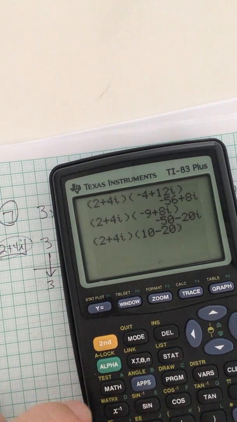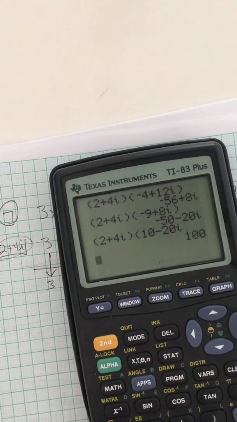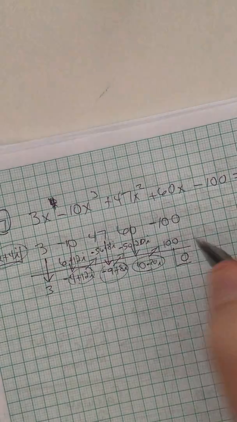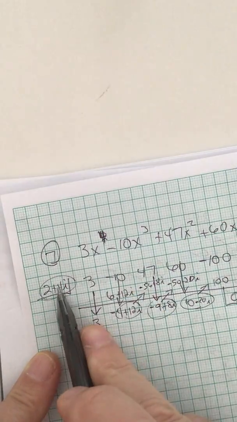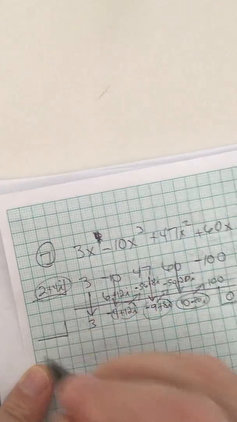Whoops. Need an i there. 10 minus 20i. Sure enough, it's 100, so all is good. Okay, it was a fourth. I took out a 0. This is to the third. So now I'm going to put my other one in there.